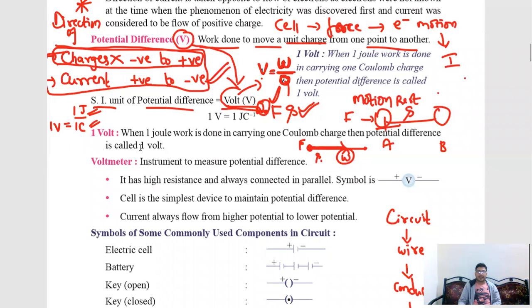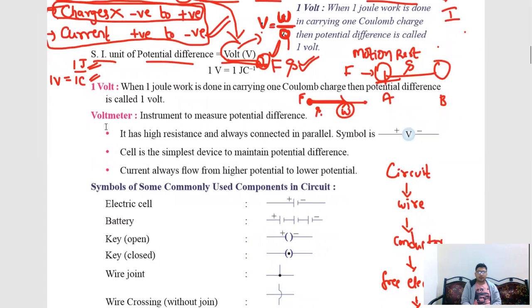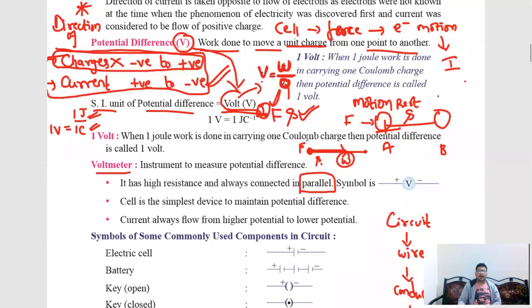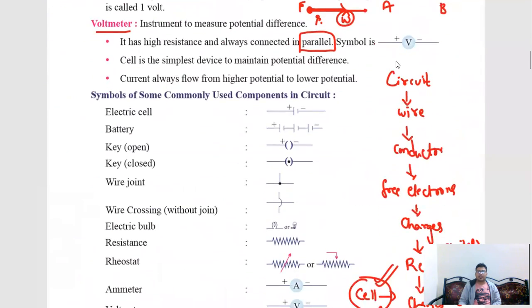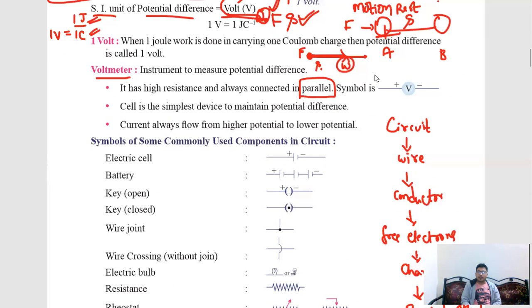Nothing but voltage. Now voltage can be measured by using a device called a voltmeter, and a voltmeter is always connected in parallel. Ammeter in series, voltmeter in parallel. For the ammeter, you have to use the symbol: a straight line, one circle, another straight line, with A inside, that is the ammeter. For the voltmeter, a straight line, circle, another straight line, with the letter V, stands for voltmeter.